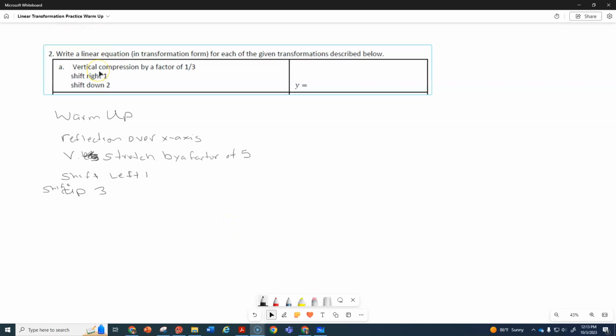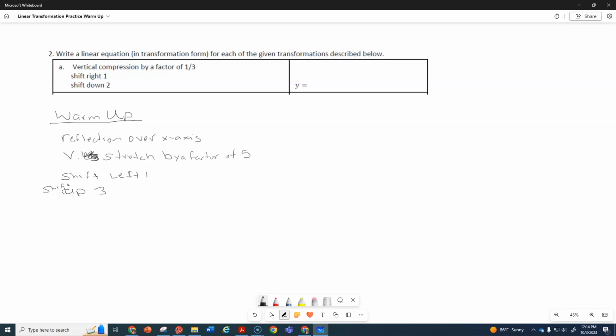So the second part is where I give you a description of the transformations, and from those descriptions, you identify the values of A, H, and K, and then you plug that into the equation. As you can see, what I've copied up here is the exact copy from your worksheet. I'm going to do something similar for you on your warm-up.